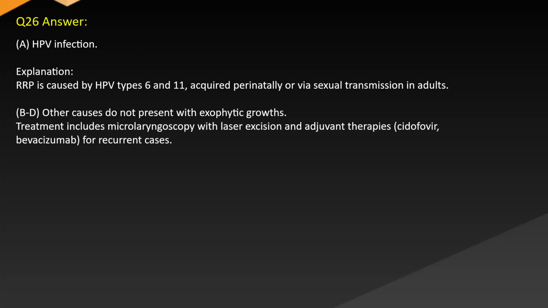Answer: HPV infection. Explanation: RRP is caused by HPV types 6 and 11, acquired perinatally or via sexual transmission in adults. B, C, and D: other causes do not present with exophytic growths. Treatment includes microlaryngoscopy with laser excision and adjuvant therapies, cidofovir, and bevacizumab for recurrent cases.